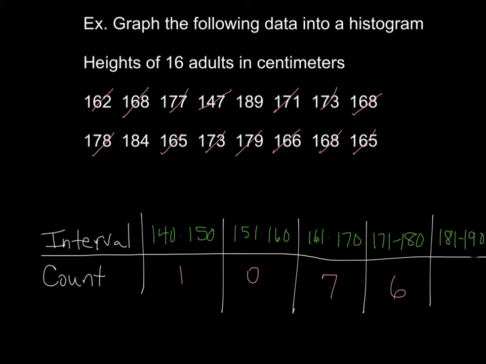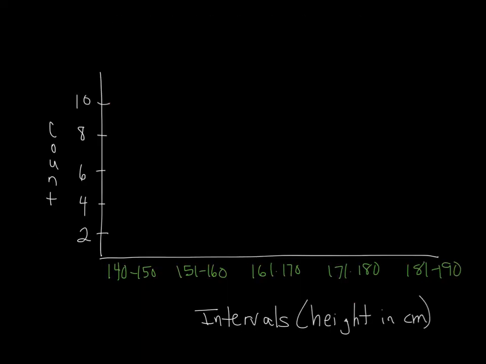And then the 181 to 190, we have 1, 2, and that'd be it. Okay, so now I put it into a chart where I'm going to make a histogram on the next slide of the chart I just made. Okay, so to make a histogram, I saw that in my 140 to 150 range, it only went up 1. Okay, so that bar goes there.